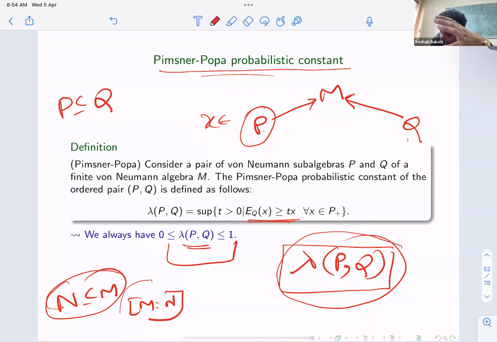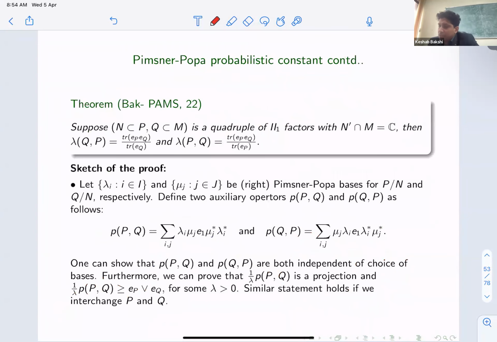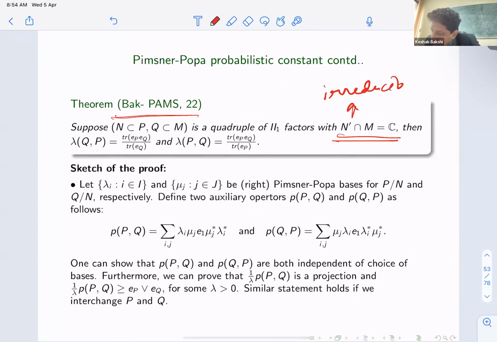Jones has asked the question: what are the possible values of the index? So a natural question: what are the possible values of this lambda_PQ? Now, this is what I have done recently in the Proceedings of the AMS, but under this irreducibility condition; we don't know beyond that. So if you have a subfactor which is irreducible, then we can give an explicit formula for lambda_PQ in terms of the Jones projection.